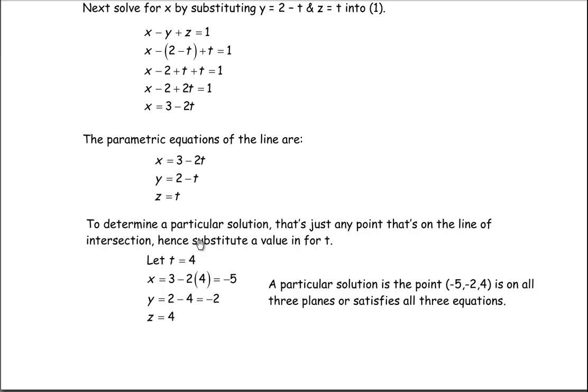To determine a particular solution, which of course is just an example of a point that's on this line that would also be on all the planes, we just substitute any value in for t. I chose 4, but if you wanted to use 0 or 1 or 2 or negative 6, it wouldn't matter. So I put 4. So 3 minus 2 times 4, that's 8, so 3 minus 8 is negative 5. Putting 4 in place of t here, so 2 minus 4 is negative 2, and z would equal 4. So negative 5, negative 2, 4 is an example of a point that is on all of the planes. So that's the particular solution.